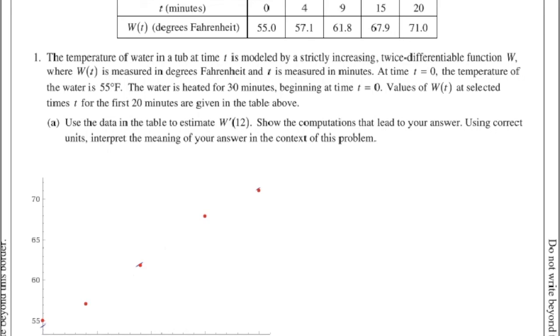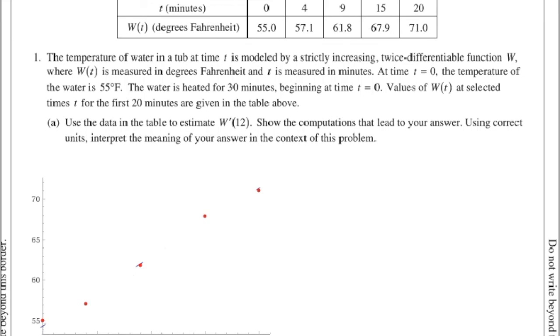Water in a tub at time t is modeled by a strictly increasing twice differentiable function w, where w of t is measured in degrees Fahrenheit and t is measured in minutes. At time t equals 0, the temperature of the water is 55 degrees Fahrenheit. The water is heated for 30 minutes, beginning at time t equals 0. Values of w of t at selected times t for the first 20 minutes are given in the table above.